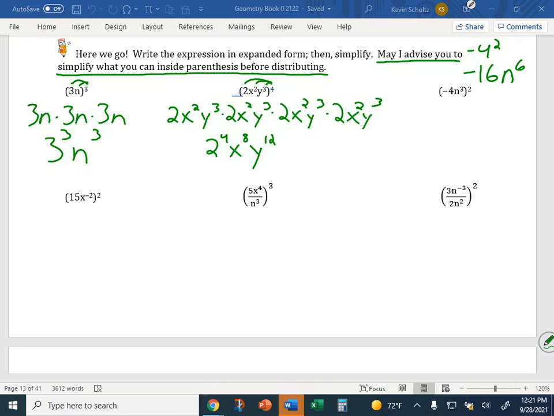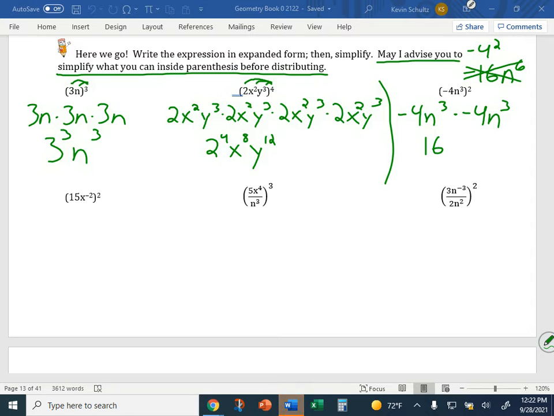Yeah, Joey. Negative times a negative is a positive. Right, that negative sign being inside of those parentheses. When we put this in expanded form, what's being squared? Negative 4n cubed times negative 4n cubed. And negative 4 times negative 4 is a positive 16, not negative.